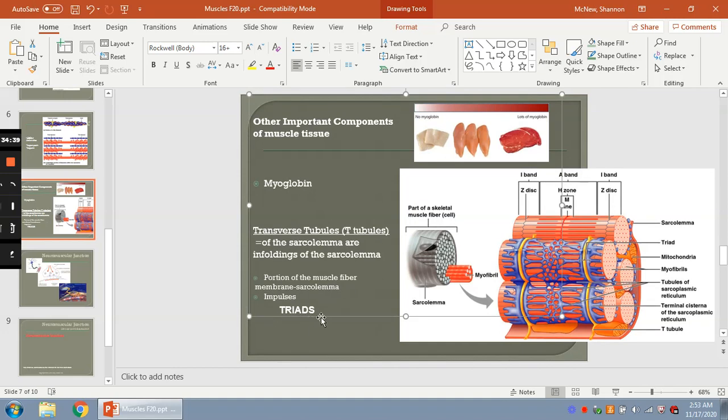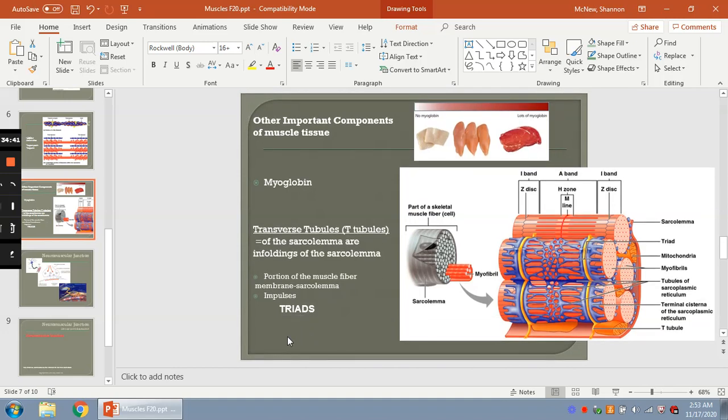I just want you to see this word, triad. This is a term that you're going to hear me say when we talk about the physiology of a muscle contraction. I want you to know what a triad represents as far as the anatomical structure. Tri means three, so we're looking for three structures. So what is a triad?